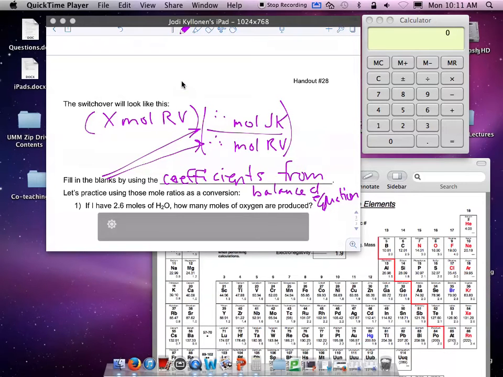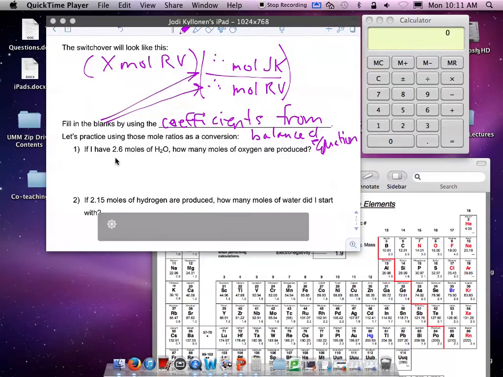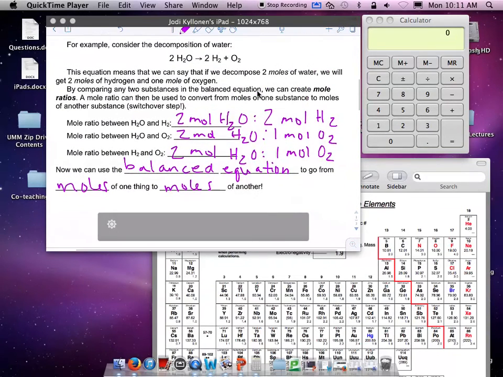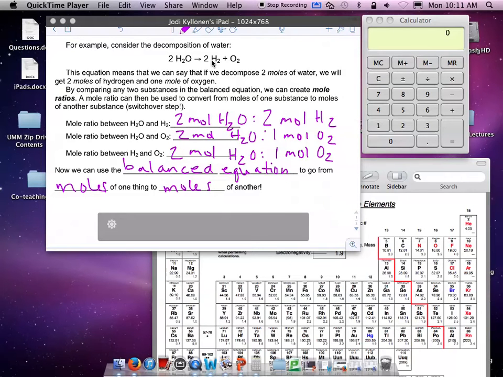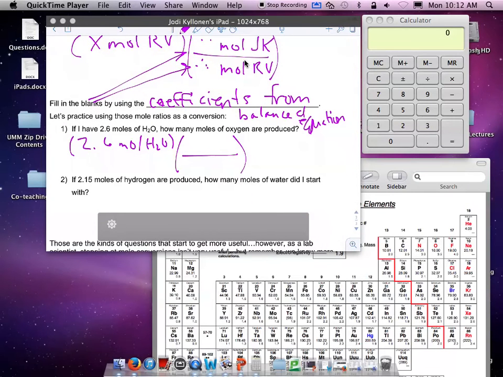So let's take a look at this. Let's say I asked you this kind of question: 2.6 moles of water, how many moles of oxygen is that? Well, that's a problem that looks like this. We have a starting point, 2.6 moles of water. But I don't want moles of water, I want moles of something else. That means you need to do the switchover step. The switchover step happens when you go from moles to moles. So we can look back at this balanced equation. So we know that there's this much water, this much hydrogen, this much oxygen.